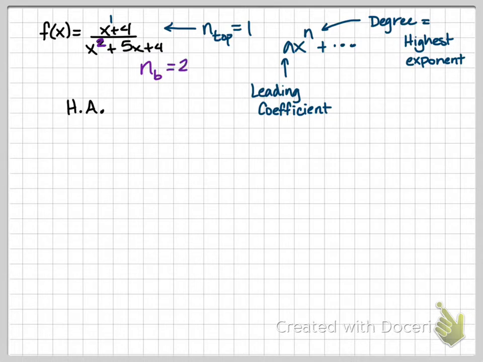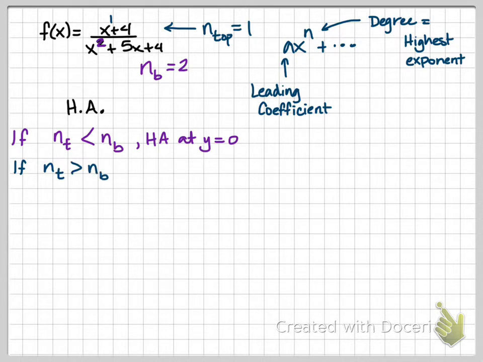Okay, so our rule says, we have the degree of our top and the degree of the bottom. In this case, the degree of the top is 1, the degree of the bottom is 2, so it's less than. If the degree of the top is less than the degree of the bottom, then you have a horizontal asymptote at y equals 0. That means the x-axis is going to be our horizontal asymptote. That's the rule. The next rule says that if the degree of the top is greater than the degree of the bottom, then you don't have a horizontal asymptote. So no horizontal asymptote.